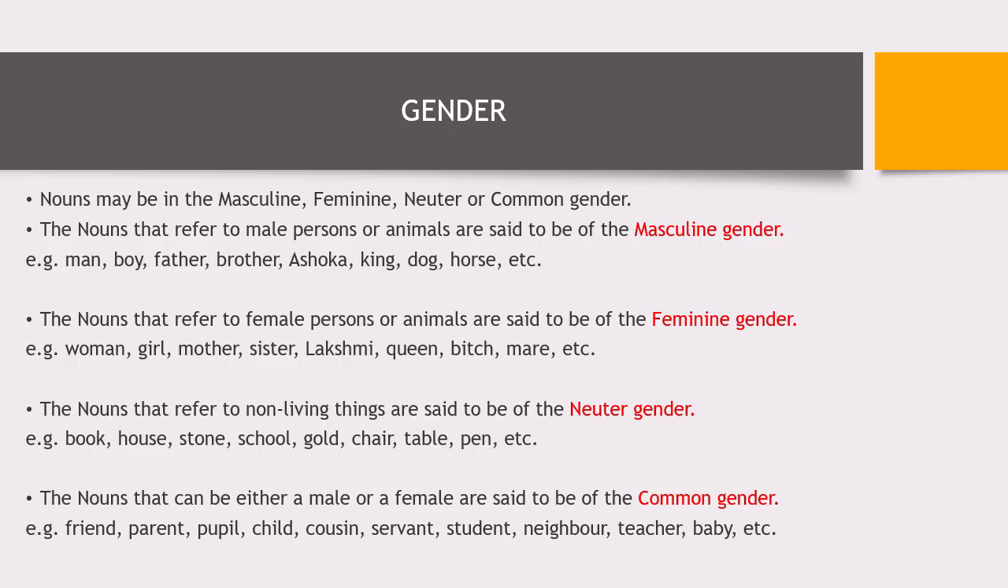The nouns that can be either a male or a female are said to be of the common gender. For example, friend, parent, pupil, child, cousin, servant, student, neighbor, teacher, baby, etc.